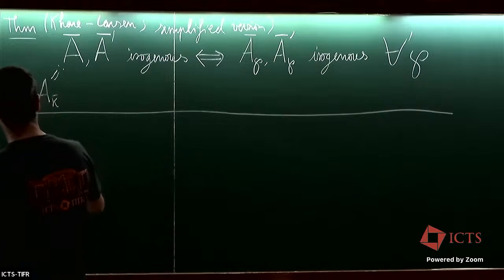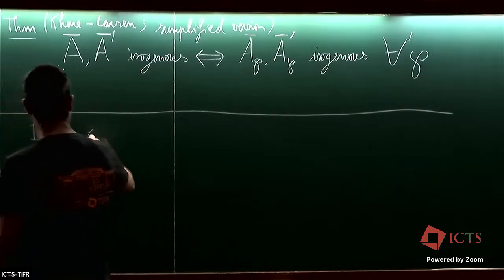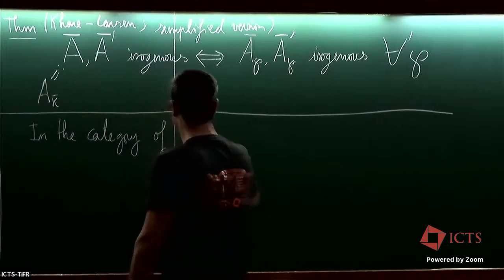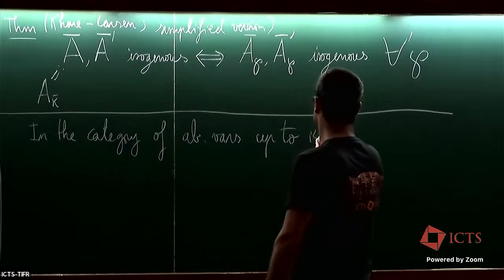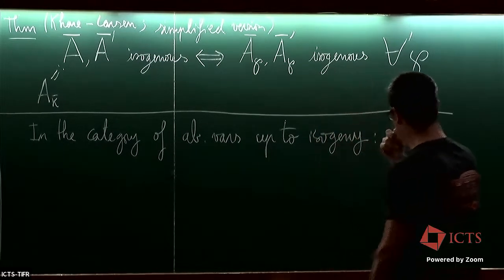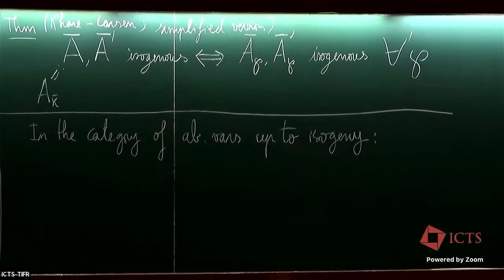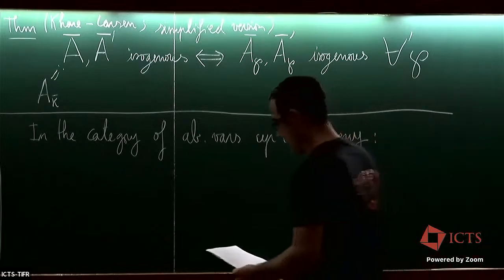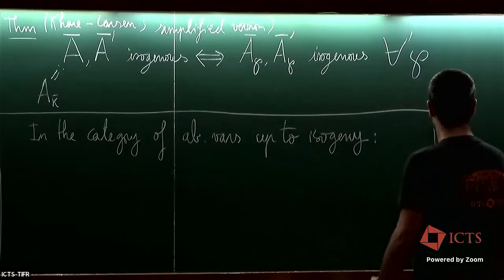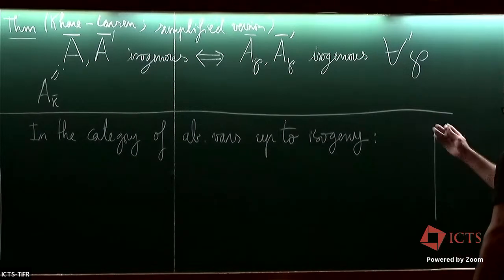So I will work in the category of abelian varieties up to isogeny. This is the category where the objects are abelian varieties, but the morphisms between objects are the usual homomorphisms between abelian varieties tensored with Q, in such a way that in this category, the isogenies, which in principle have a non-trivial kernel, become invertible. Let me make some precisions here. We want to make a definition that is valid both for A and its reductions.